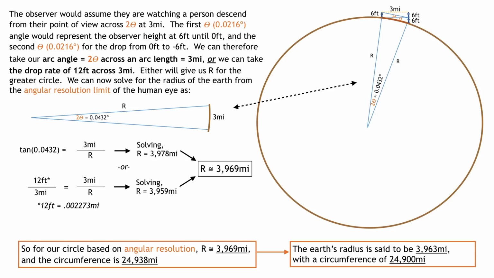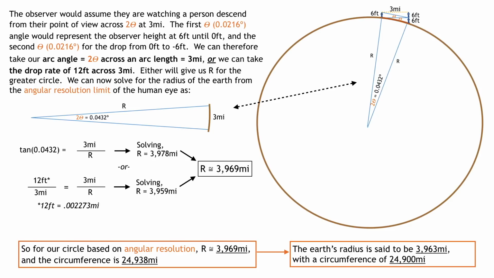So we can therefore take our arc angle of 2 theta across an arc length of 3 miles, or we can take the drop rate of 12 feet across 3 miles. Either will give us r for the greater circle. We can now solve for the radius of Earth from the angular resolution limit of the eye as our segment here with r along the radius, or along the one aspect of the triangle, and 3 miles as our opposite end, and the angle being across 2 theta, which is 0.0432 degrees.